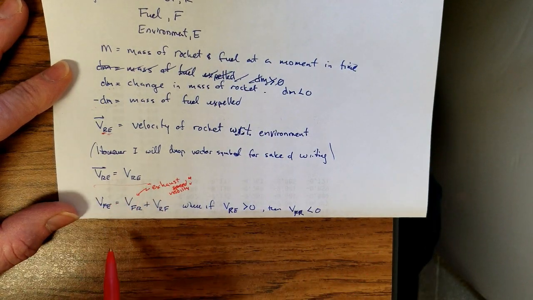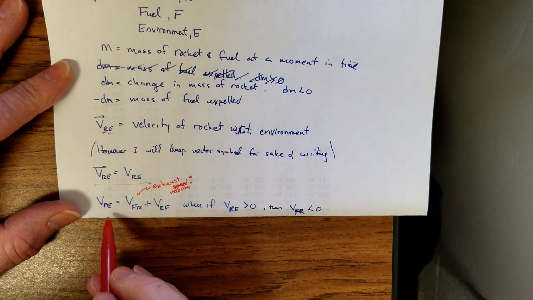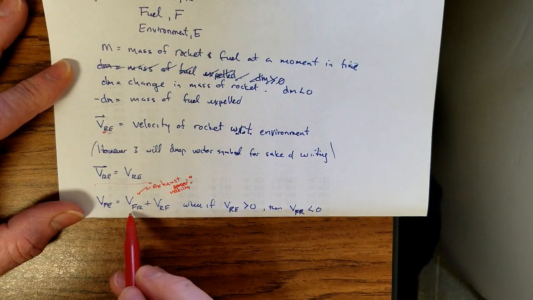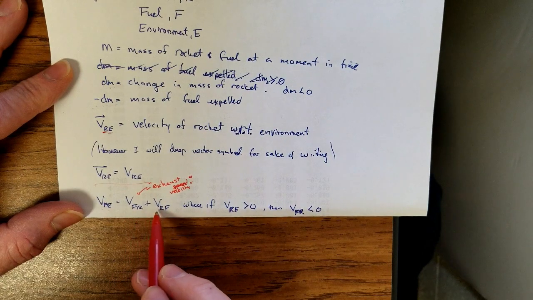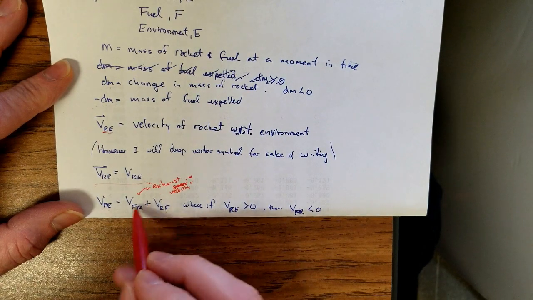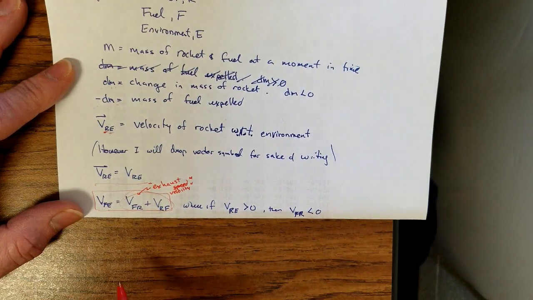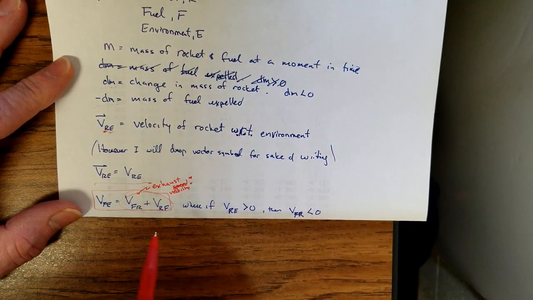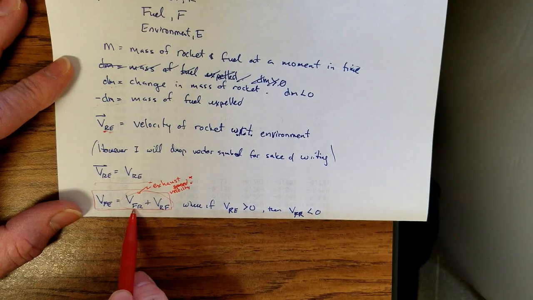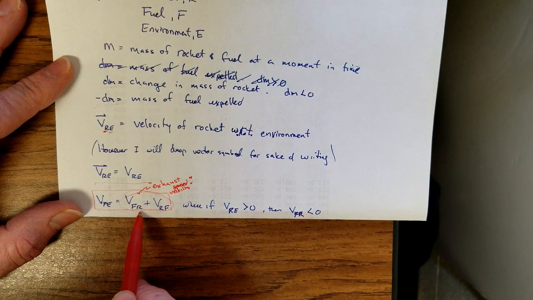Now, if we are looking at the velocity of the fuel with respect to the environment, that would be the velocity of the fuel with respect to the rocket plus the velocity of the rocket with respect to the environment. This process right here is Galilean relativity, and I believe there's a separate video on that somewhere. V sub fr is ultimately what we're going to be using in our final formula here. That's the velocity of the fuel with respect to the rocket.